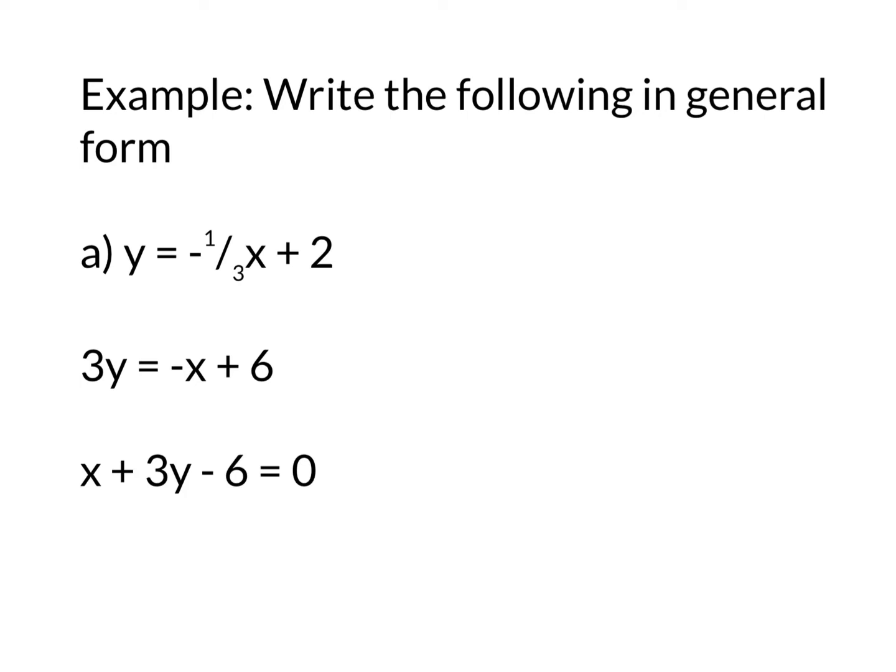And then we have to make the x value positive, or the value in front of the x positive. So in this case, we're going to add the x across and then subtract the 6 to get x plus 3y minus 6 equals 0.